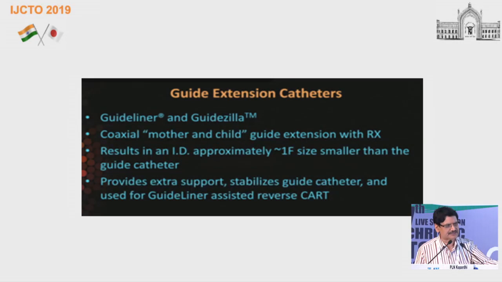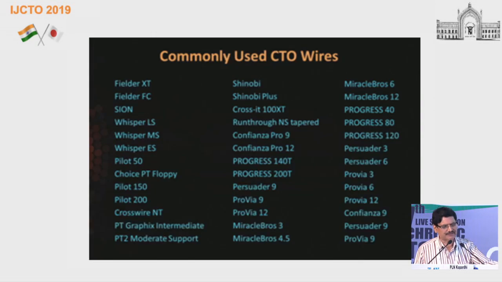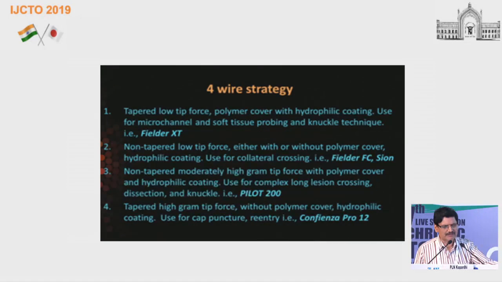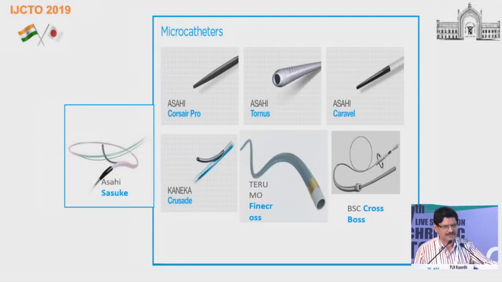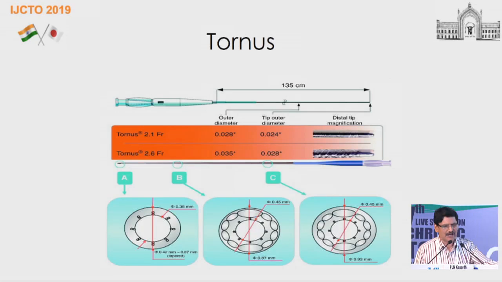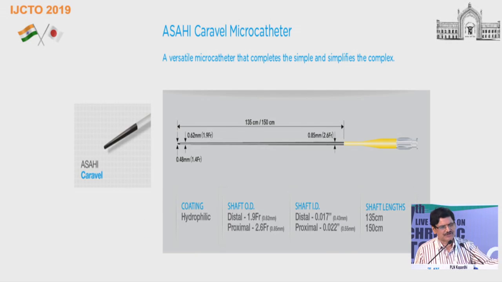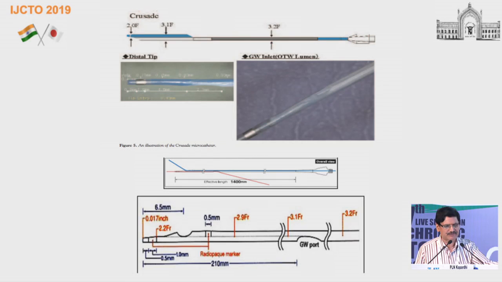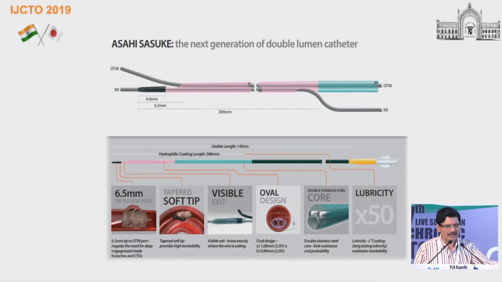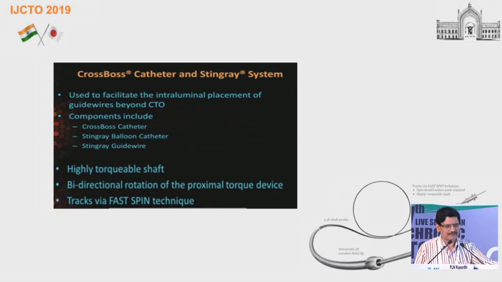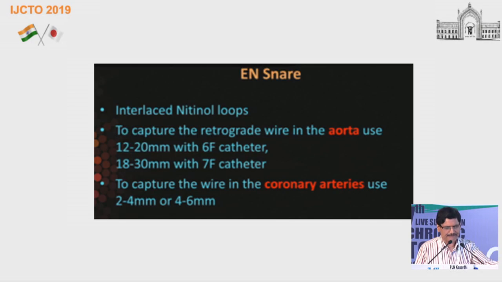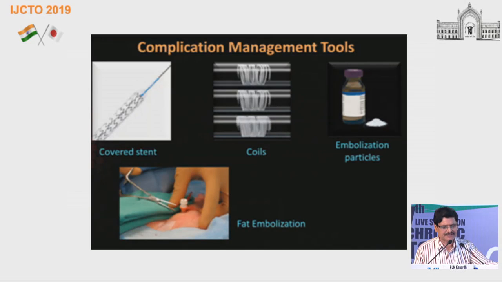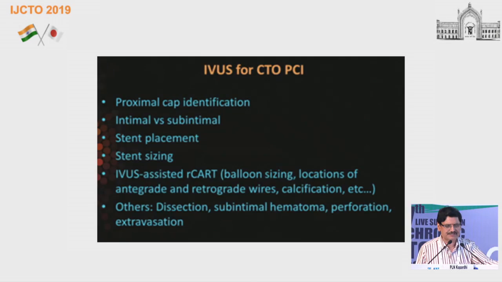And of course, guide extension catheters are most important in the toolbox for improving the success and the operator skills. All the CTO wires should be possessed in the lab, and microcatheters, which Dr. Baiju already discussed, so these are repetitions. The operator should have knowledge of this CTO cart regarding the wires, microcatheters and hardware. And this is important, especially the snares. We should also have complication management hardware: covered stents, coils, embolization particles and fat embolization.